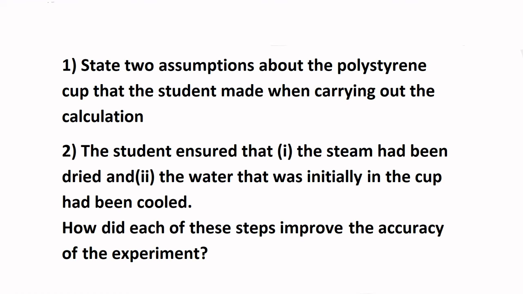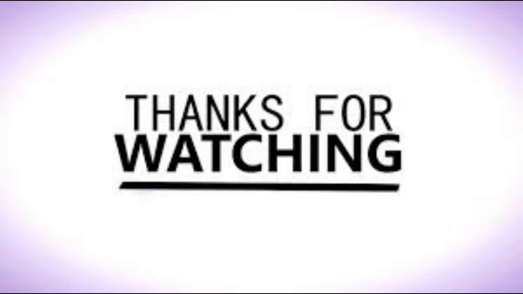The second part was how did each of these help improve the accuracy of the experiment. The first one, that the steam had been dried, that is that no hot water got into the cup, so it was only the steam that was heating up the water. No extra energy from the hot water was getting in. And the second, the water was initially cooled. That is because if it was already warm, it would already have energy that you wouldn't be able to differentiate from the energy that you measured at the very end.